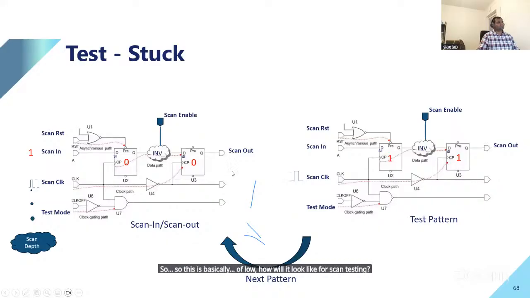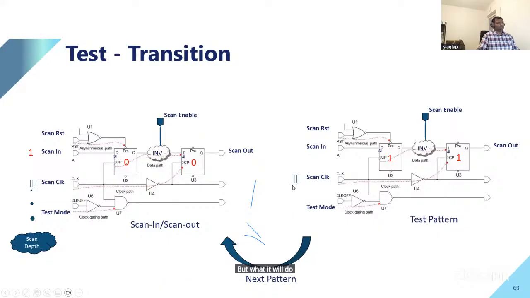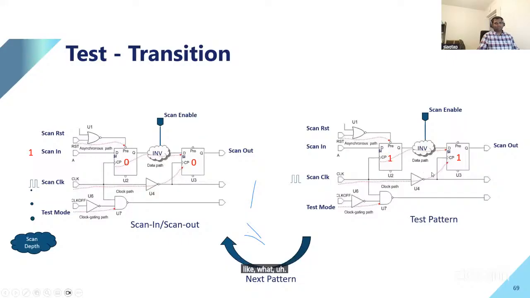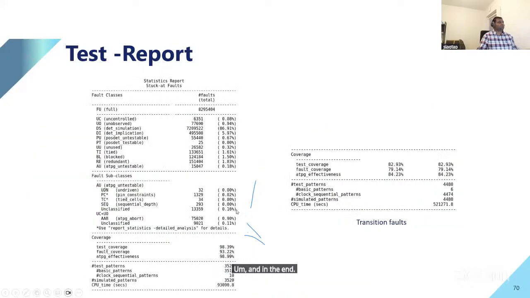For transition testing, it will do exactly the same, but it will perform 2 or more clock pulses, so that data will move like a transition, like 1 pulse and second pulse, and it knows what it is doing here. So this is the key here, and in the end, it will give you a kind of report.